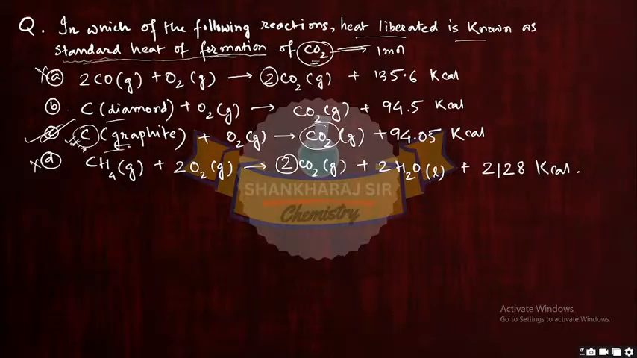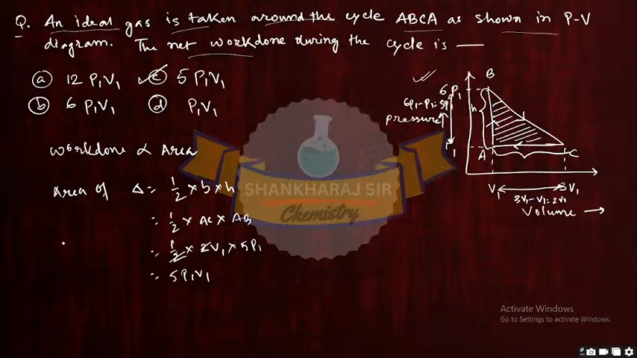So 1 mole, we have only B and C. Between B and C, in the standard state, carbon exists in graphite. Graphite is the standard state of carbon, so obviously C will be the correct answer. Next, we solve this question.